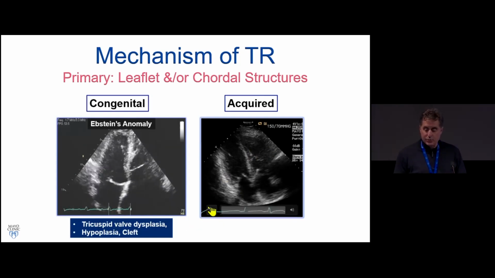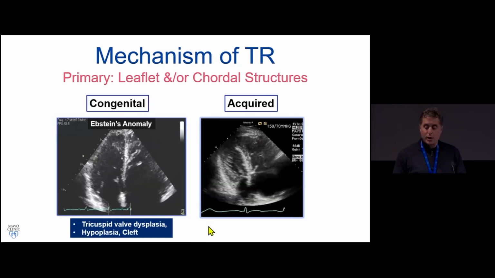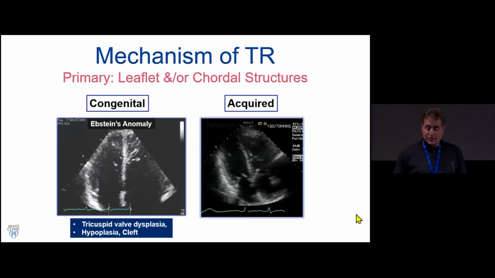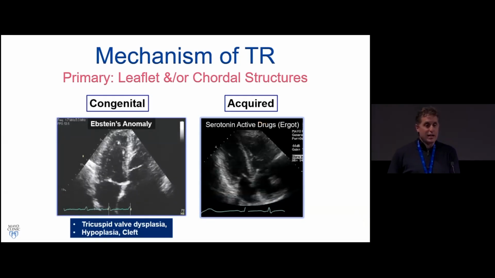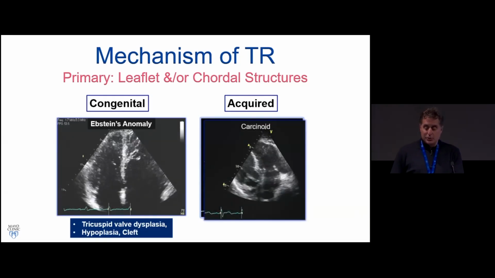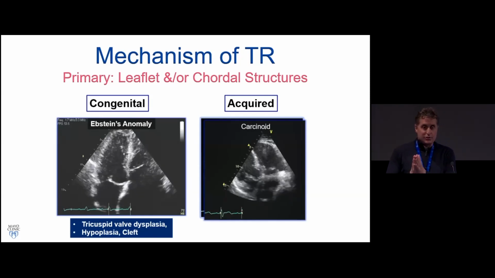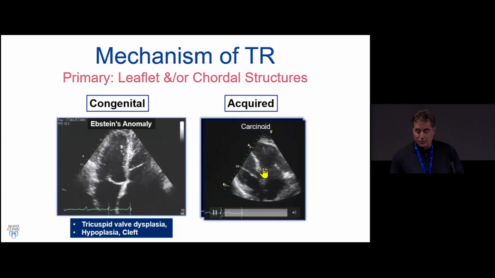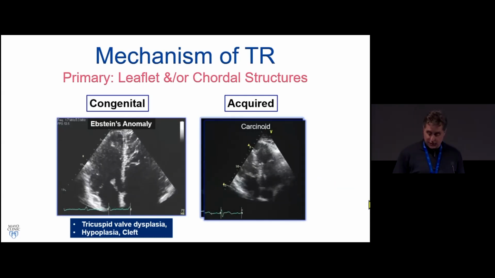On the right here, we begin to see some acquired problems of the leaflet. Here we see restricted leaflet motion. This patient was taking a serotonin active drug. Very similar appearance to this valve lesion. This is carcinoid valvulopathy. This is right ventricle, right atrium, sort of the restricted immobile leaflet there.